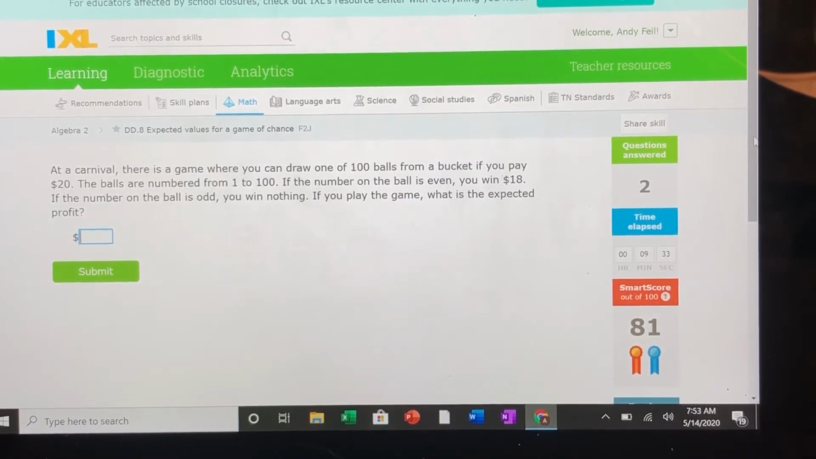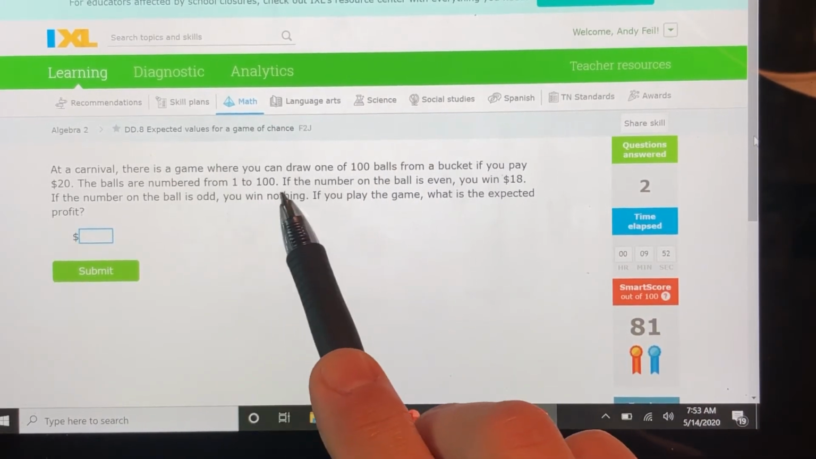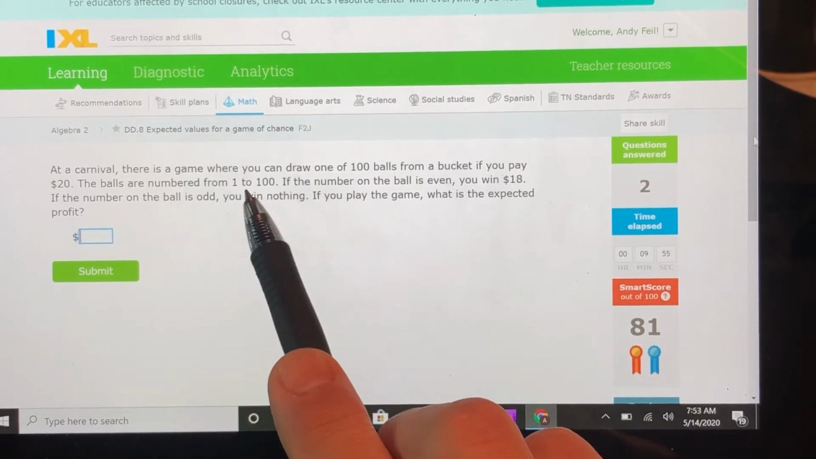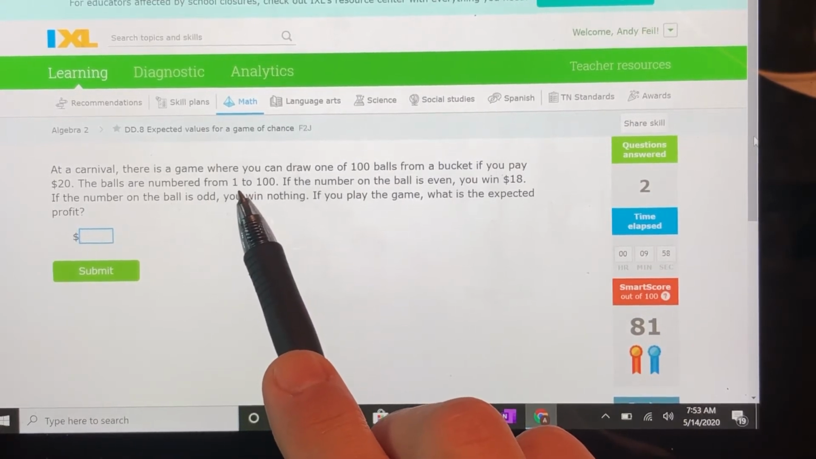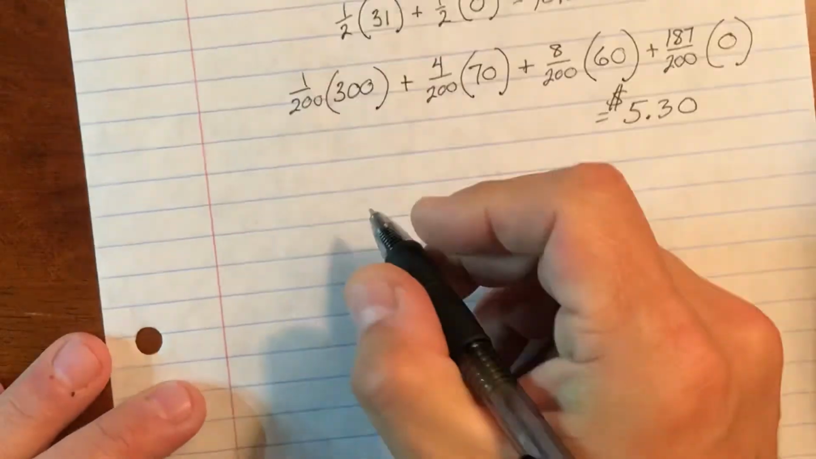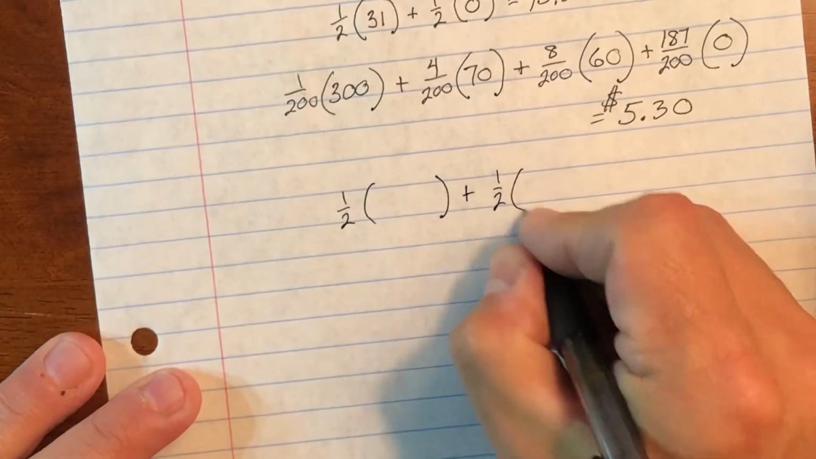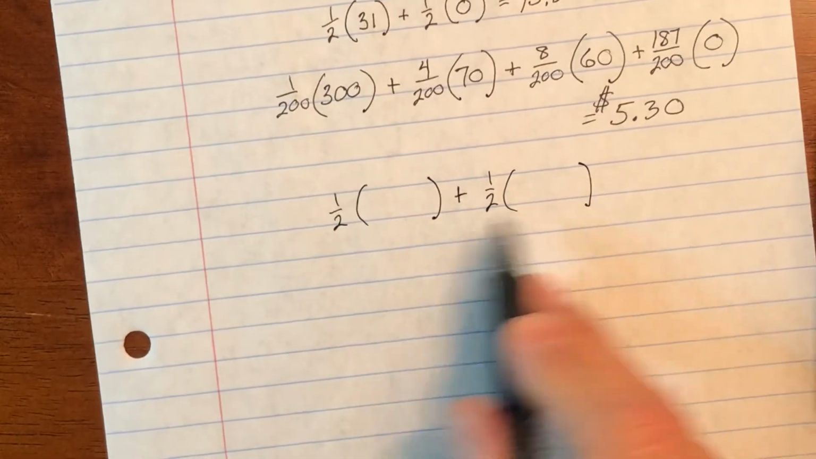Okay, expected profit. That means it's how much we make after our expenses, right? So we have to figure that out. But the nice thing about this one is either you win the prize or you lose the prize. So let's figure this out. 100 balls in a bucket, numbered 1 to 100, even and odd. Well, we know the probabilities are half and half, because there's 50 even numbers and 50 odd numbers. So we've got a half chance when we win, plus a half chance if we lose. We just have to figure out what happens in those two.